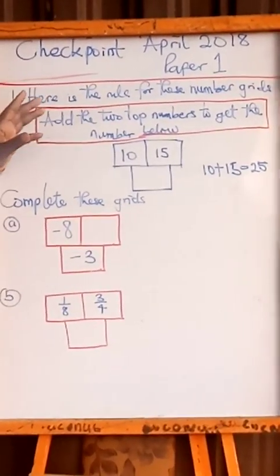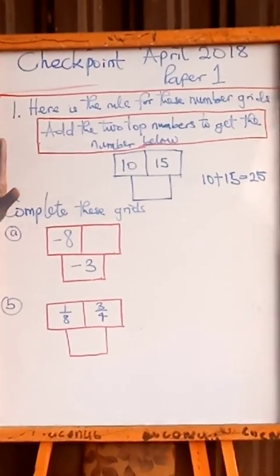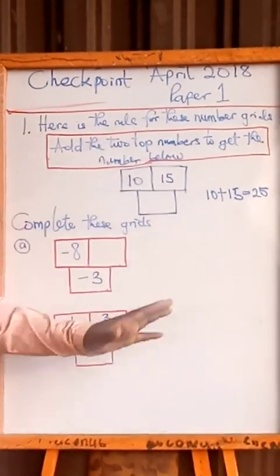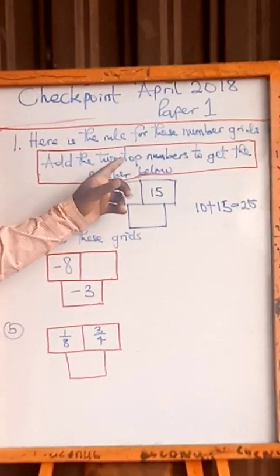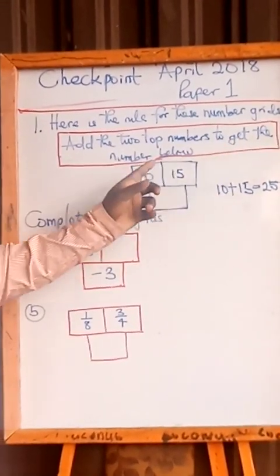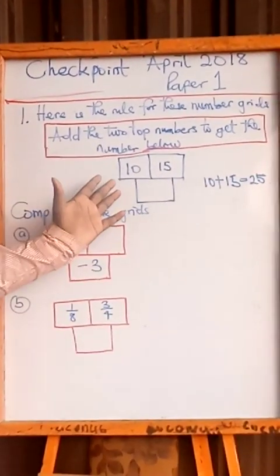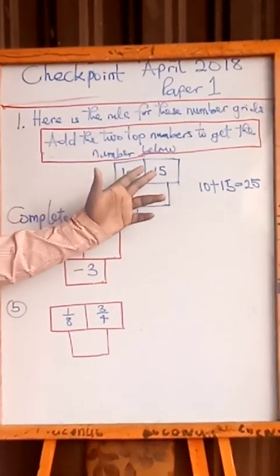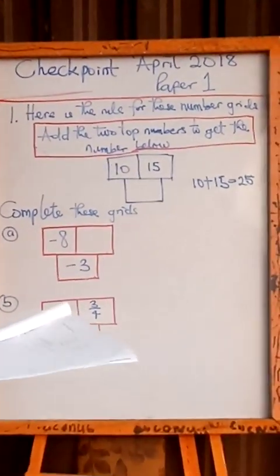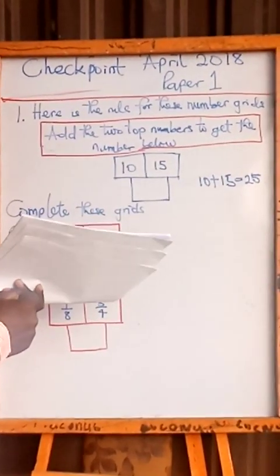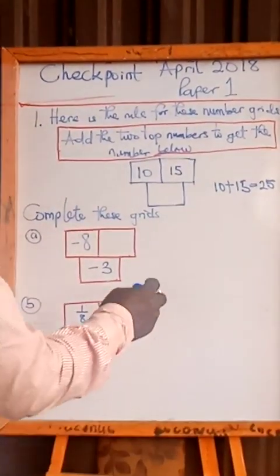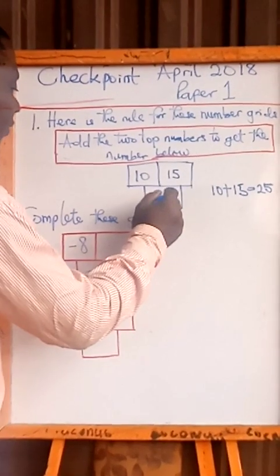You have question number one as this. Here is the rule for these number grids. Add the two top numbers to get the number below. Do you see this? You have 10 plus 15. This is the sample the question gives you. 10 plus 15 gives 25.